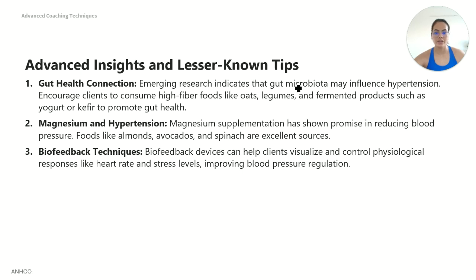Gut health connection. Emerging research indicates that the gut microbiome may influence hypertension. So, encourage your clients to consume high-fiber foods like oats, legumes, and fermented products such as yogurt or kefir to promote gut health. Magnesium and hypertension. Magnesium supplementation shows promise in reducing blood pressure. Foods like almonds, avocados, and spinach are excellent sources.